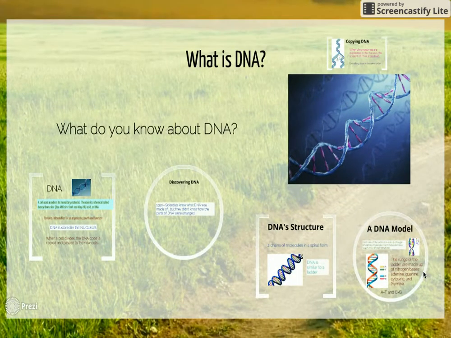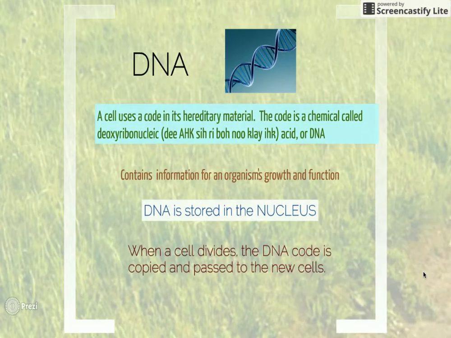So, what is DNA? A cell uses a code in its hereditary material. This code is a chemical called deoxyribonucleic acid, or DNA. DNA contains information for an organism's growth and function. It is stored in the nucleus of a cell on a chromosome. When a cell divides, the DNA code is copied and passed to the new cells. Every cell contains the exact same DNA codes.